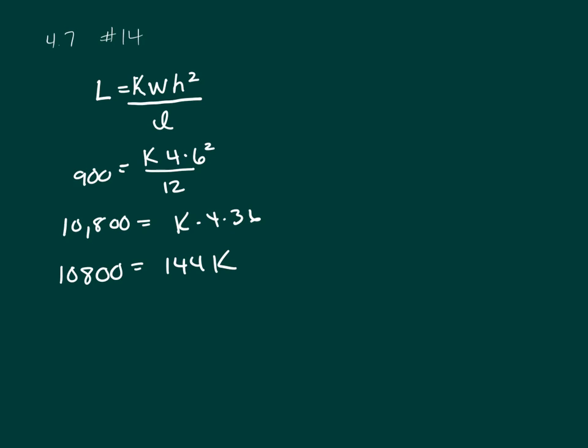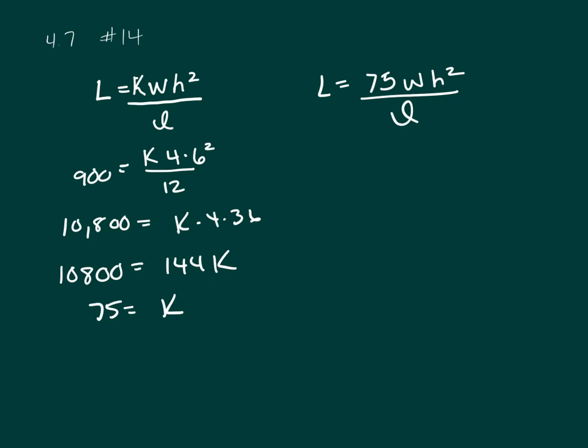And I don't believe that's going to go in evenly. It does. I was wrong. 75 equals K. So now take K and plug it back in your equation that you wrote. So load equals 75 times W times height squared all over the length of the board. And now let's answer the question.